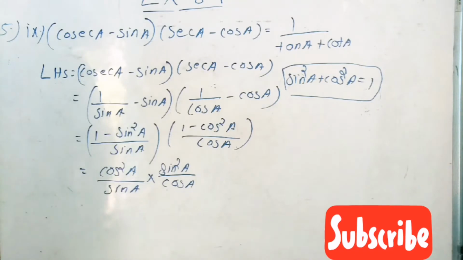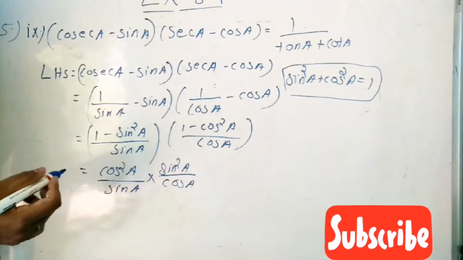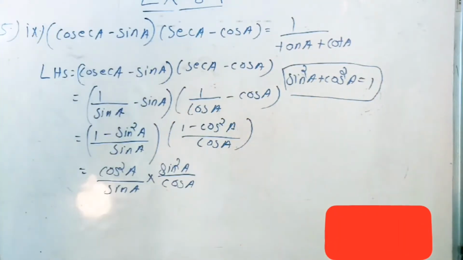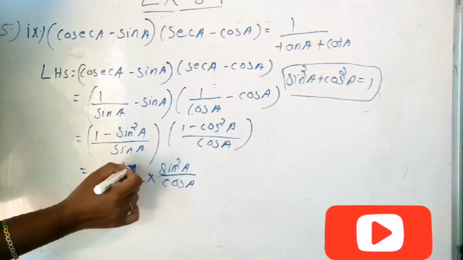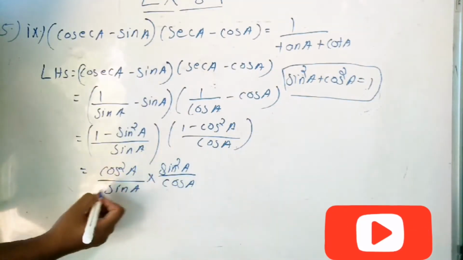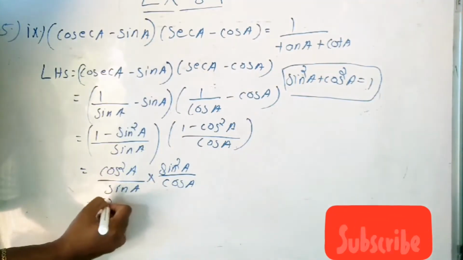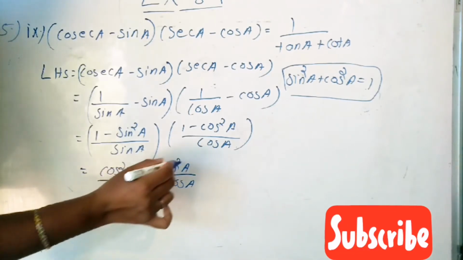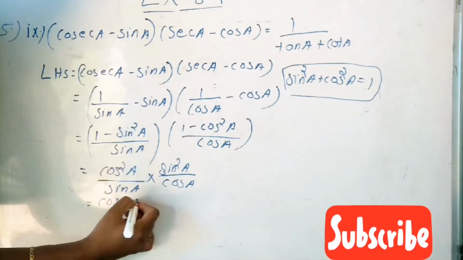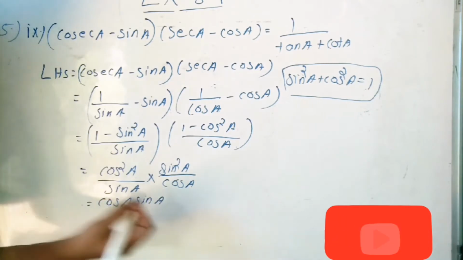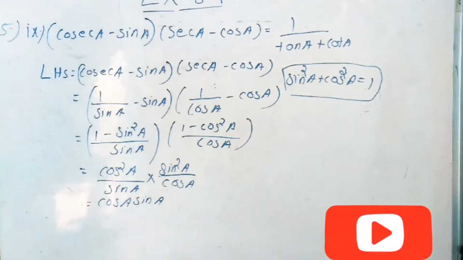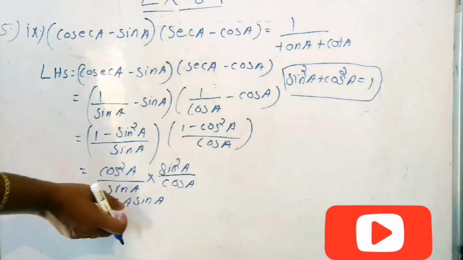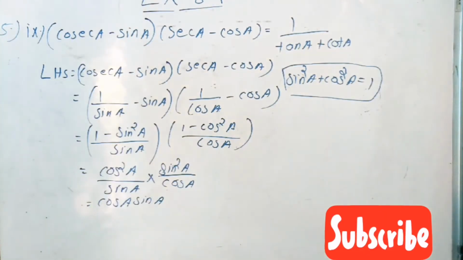Now, this cos square A and cos A get cancelled, then we will have one cos A in numerator. And sine square A and sine A get cancelled, then we will have one sine A in numerator. So LHS is equal to cos A into sine A.